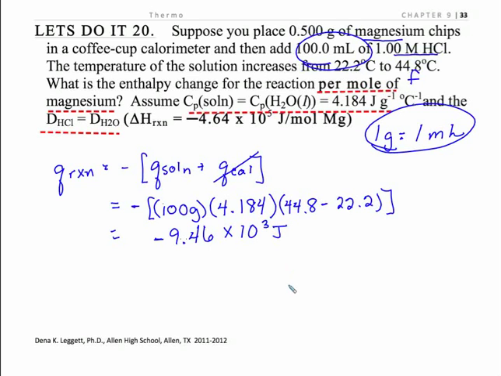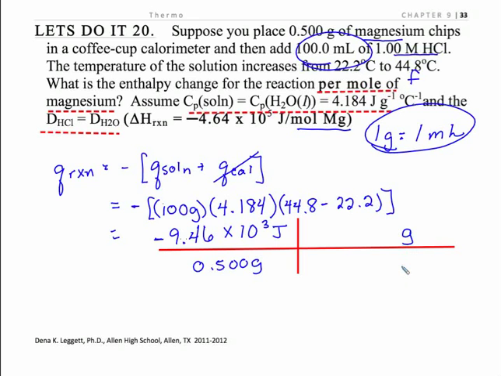9.46 times 10 to the third joules. Now, that was not for a mole of magnesium. That indeed was for 0.500 grams. So that was joules per half a gram. The question asked us joules per mole. So I want to eliminate grams and go to moles.